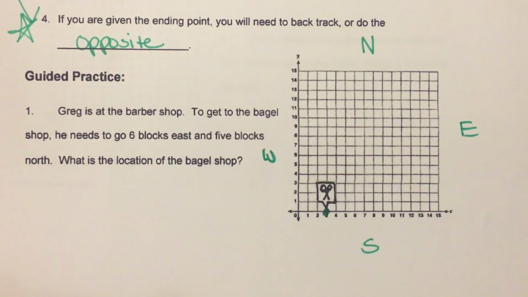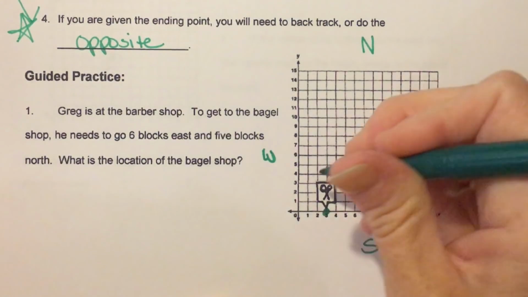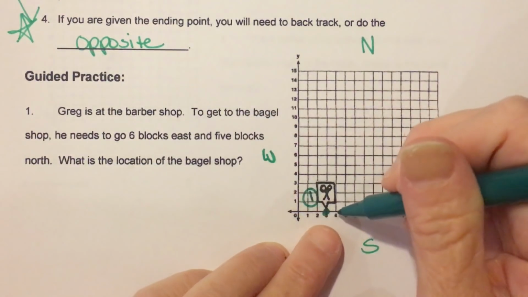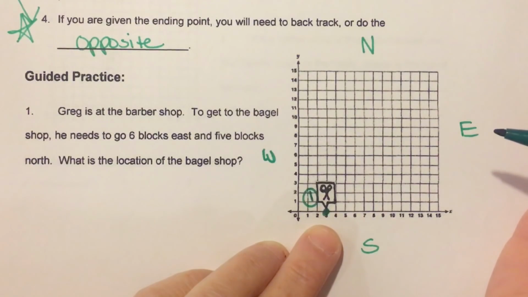So I might read it one more time. Greg is at the barber shop. To get to the bagel shop, he needs to go 6 blocks east and 5 blocks north. What's the location of the bagel shop? So to me, it's pretty clear. This is his first stop, and they're telling me how to get to his second stop.